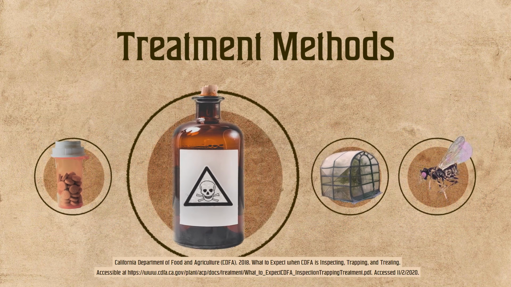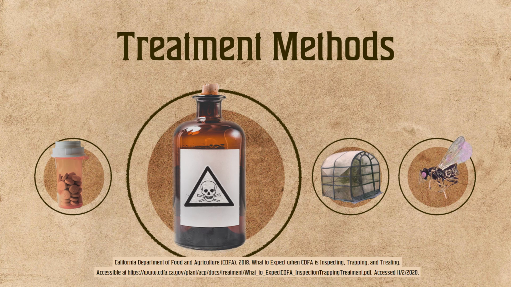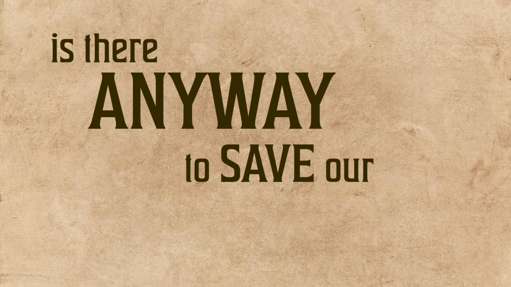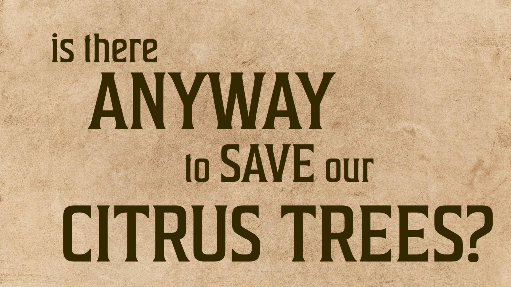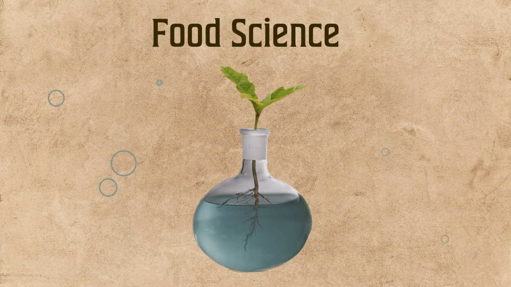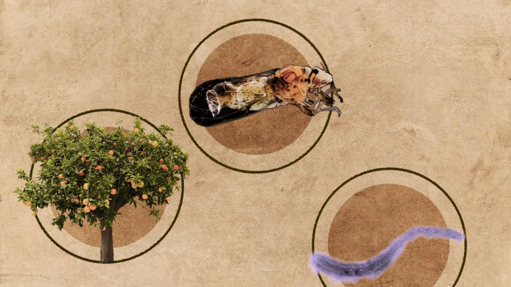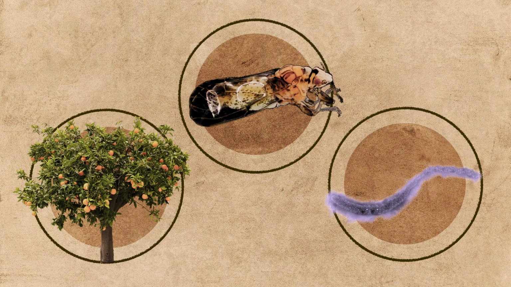It has helped, but it's still not enough. This all seems hopeless. Is there any way to save our citrus trees? Fortunately, food science is giving us the solutions we need. Research has gone towards solving this problem in 3 ways: changing the tree, attacking the bug, and killing the bacteria. Let's take a look at some of the innovations in each category.